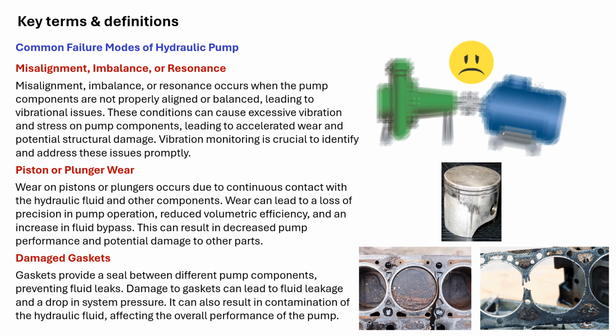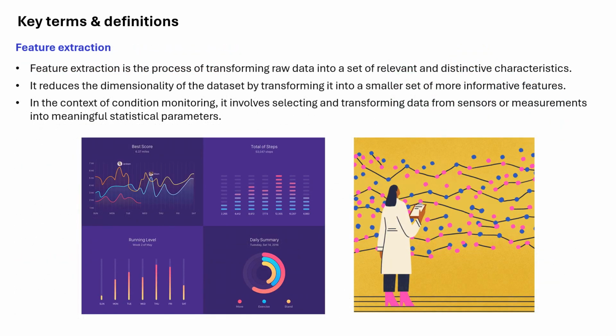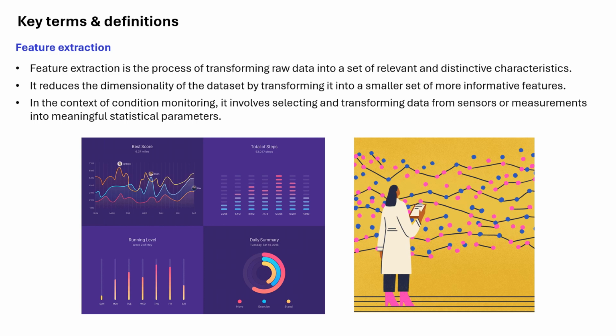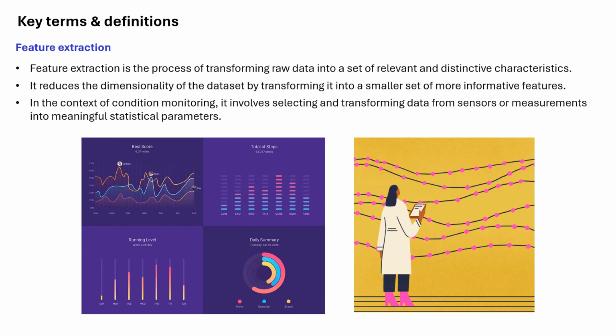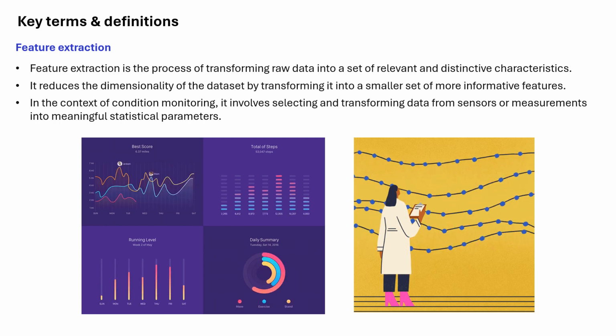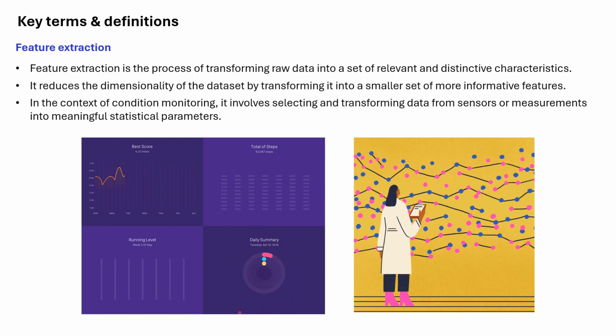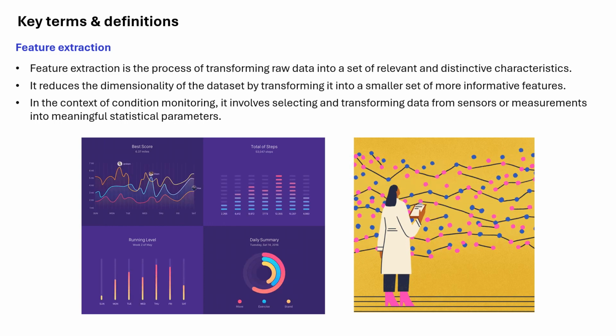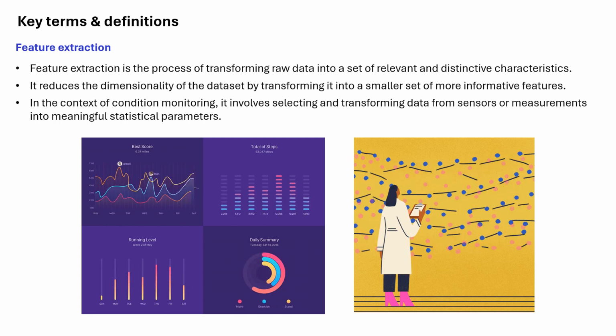Now, let's explore the concept of feature extraction. This process involves transforming raw data into a set of relevant and distinctive characteristics. Its primary goal is to reduce the dimensionality of the dataset by creating a smaller set of more informative features. In the realm of condition monitoring, feature extraction becomes crucial as it entails selecting and transforming data obtained from sensors or measurements into meaningful statistical parameters. This step is vital for distilling essential information and preparing our data for effective analysis and model training.